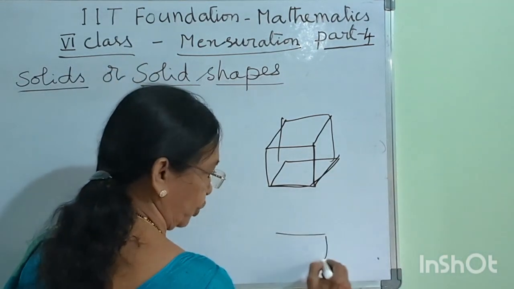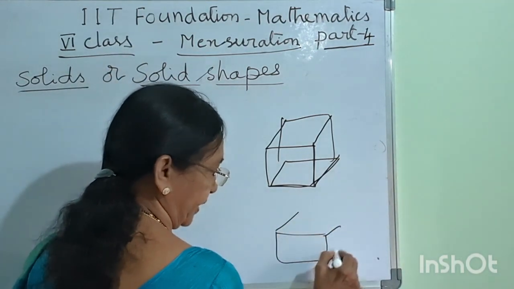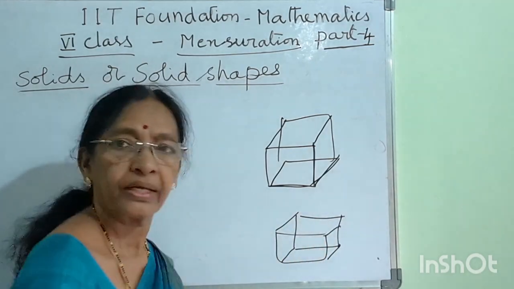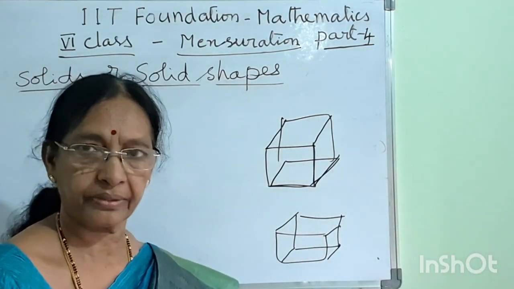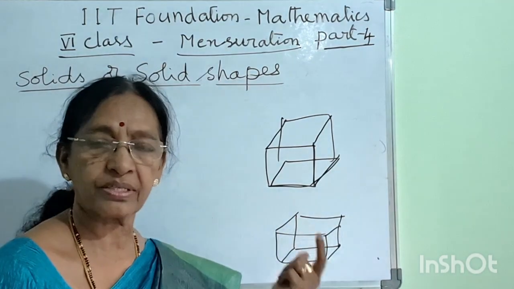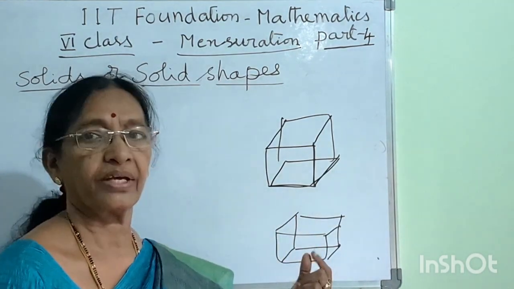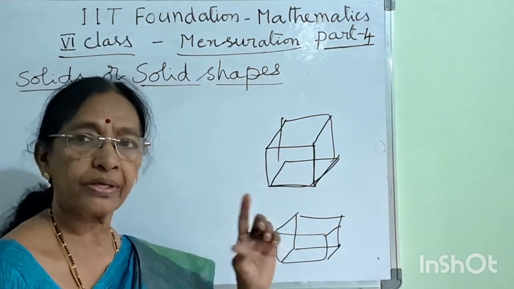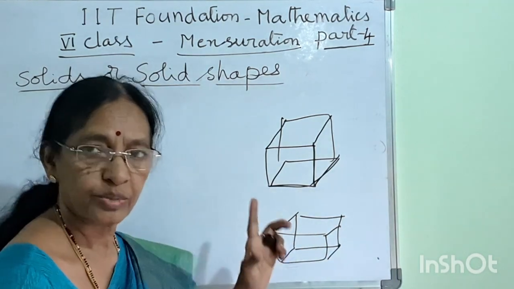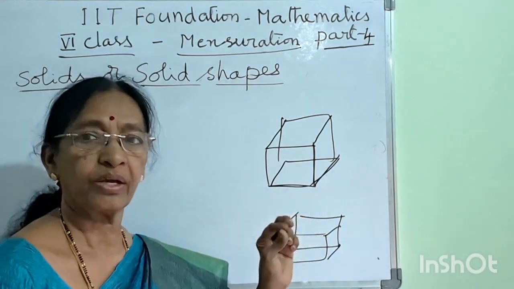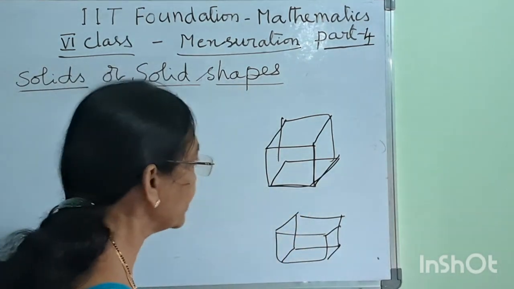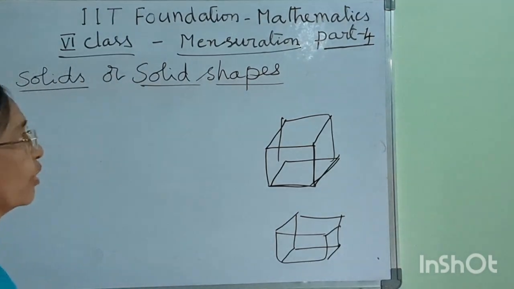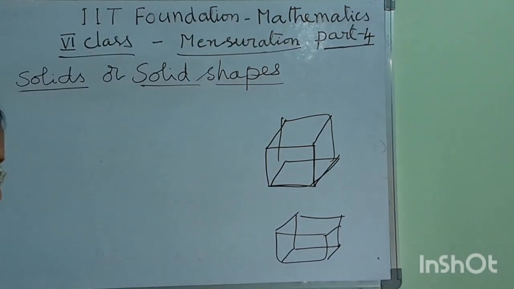Similarly, a cuboid, that is like this. A duster or matchbox is of the shape cuboid. It has length, breadth and height. So such solid figures are called solids. They have certain volume. They occupy certain space in the space. Therefore, that is called the volume. The space occupied by a solid figure is called the volume of that solid figure or a solid shape.